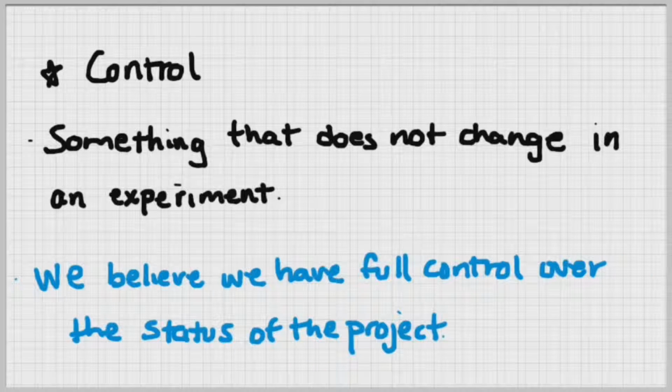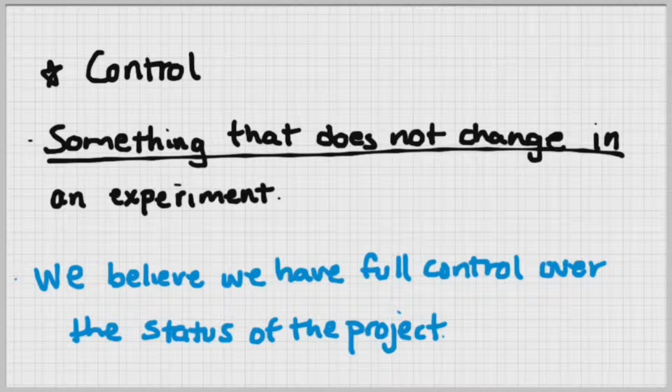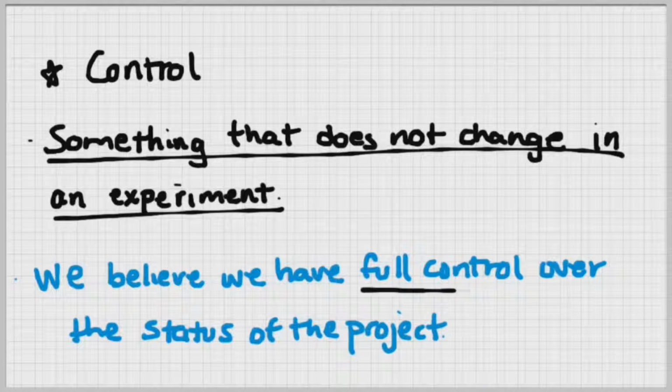Control. Well, control is something that does not change in an experiment. For example, we believe we have full control over the status of the project. We believe that we have all the power over the project. It cannot change unless we say so.